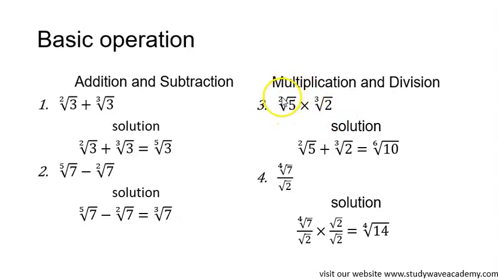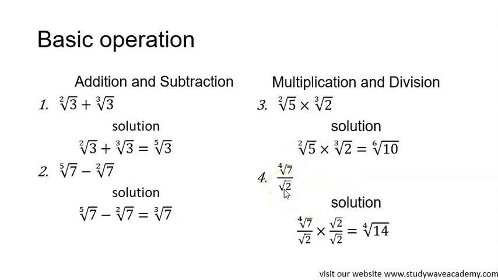Like this, we have 2 root 5 times 3 root 2. You multiply 2 times 3 and multiply 5 times 2, okay? 2 times 3 is going to give us 6 and 5 times 2 is going to give us 10. This should be times, not plus, okay? So 2 root 5 times 3 root 2 is going to give us 6 root 10, okay? Do you understand? Good.